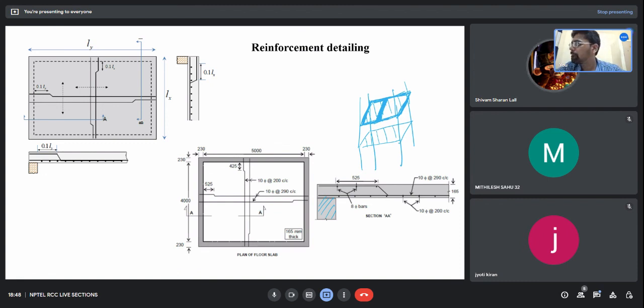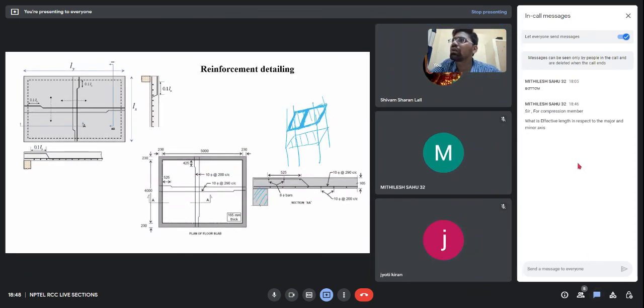Okay. Any other question from anyone? In the chat box, sir, somebody has. Sir, for a compression member, what is the effective length with respect to the major and minor axis? For a compression member, you are talking about columns. I'm not able to understand your question properly. Effective length for different support conditions, are you talking about?